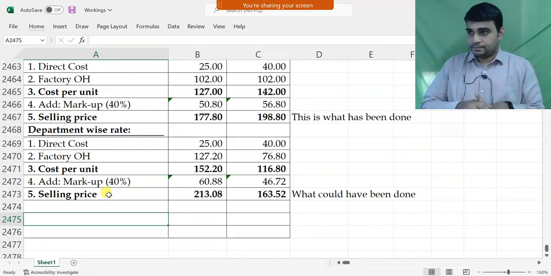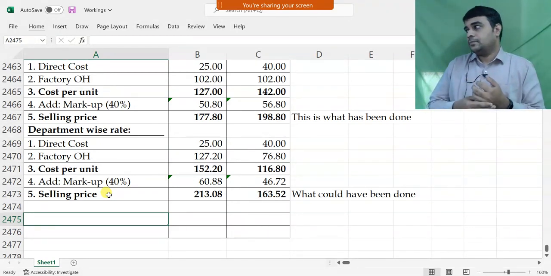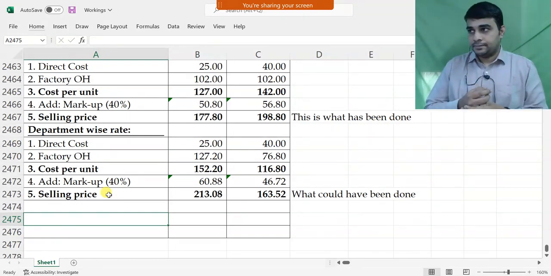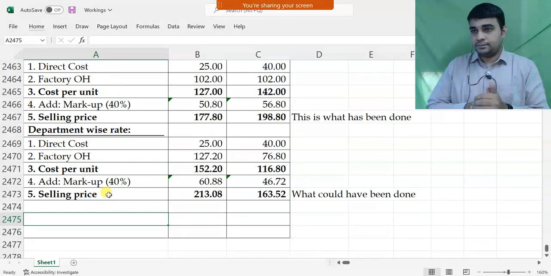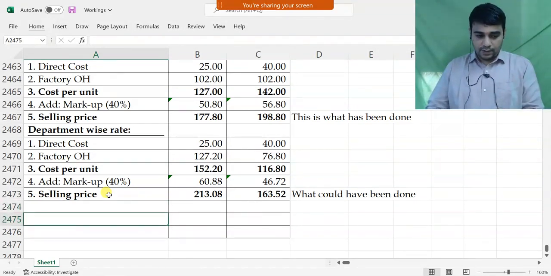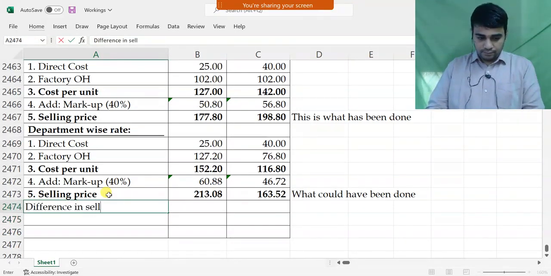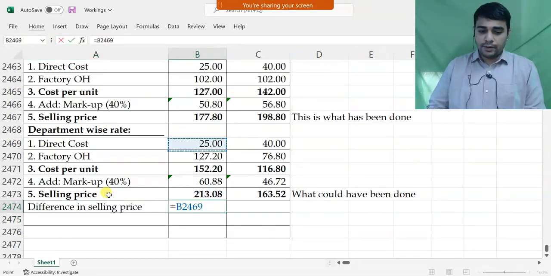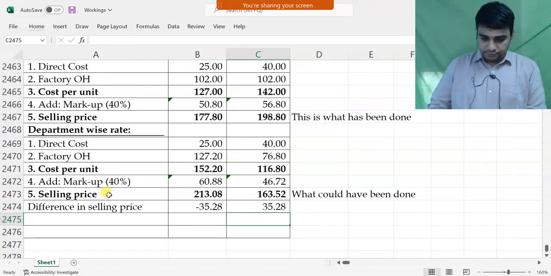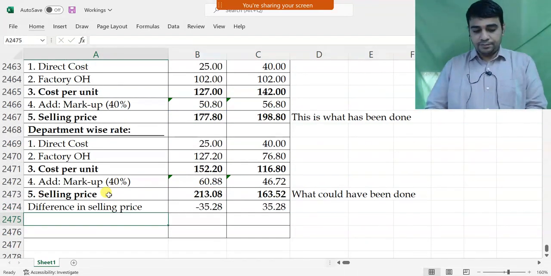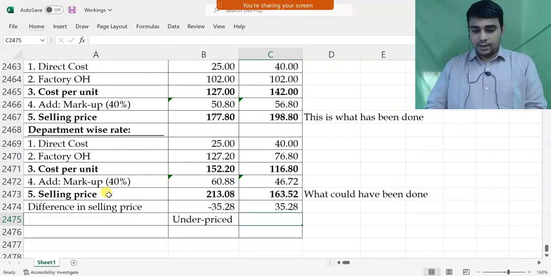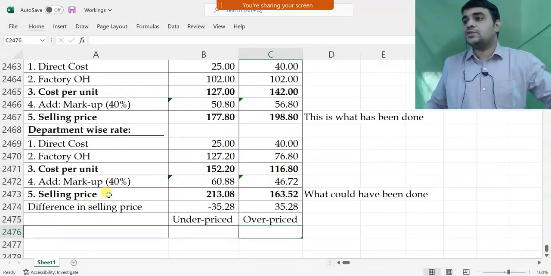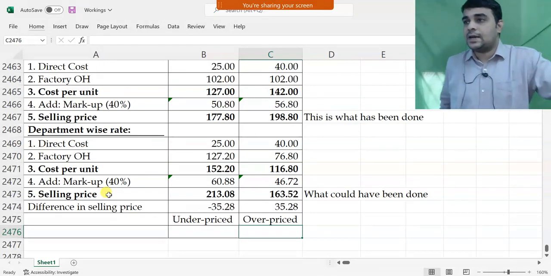Clear. Any doubts on this? Now, the difference is what they wanted. Okay, the difference is almost the same. Difference in selling price. This is underpriced and this is overpriced. As of now, this is what you are doing. You underpriced one product and overpriced another product in the market.